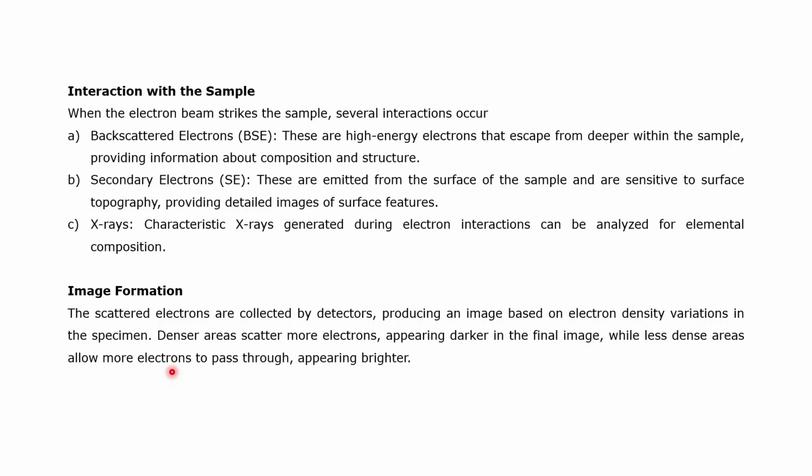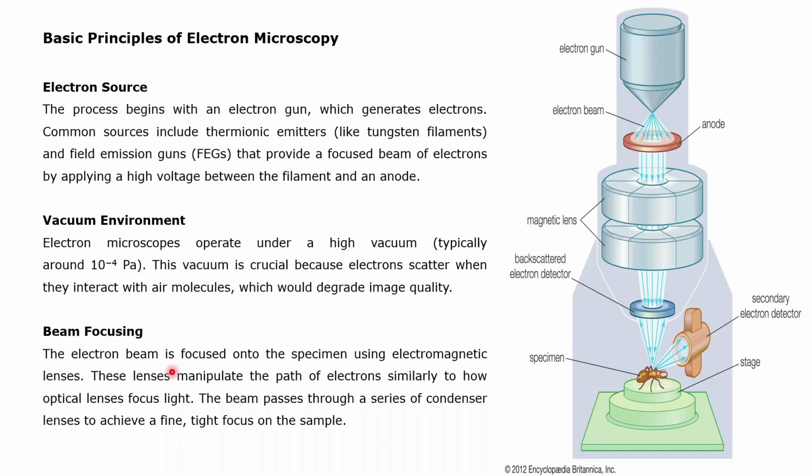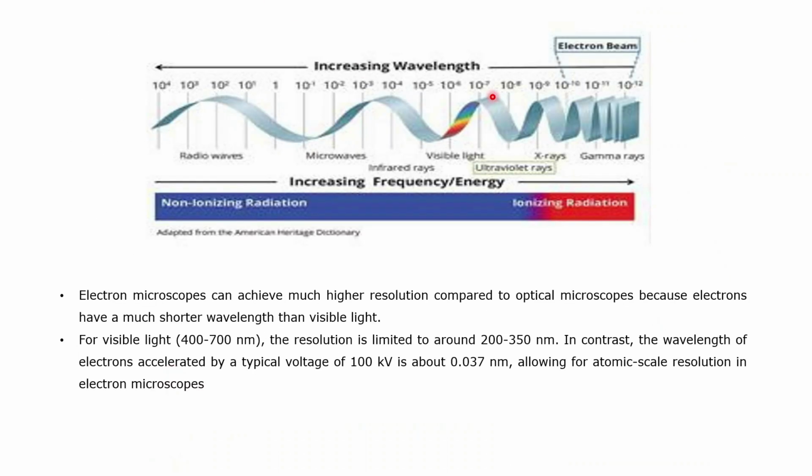The scattered electrons are detected by the detectors, and based on these differences in the density of the specimen or that particular area, the image is produced. So this is how electron microscopy works. Also, one more principle is why electron microscopy is preferred to look into a nanometer scale.